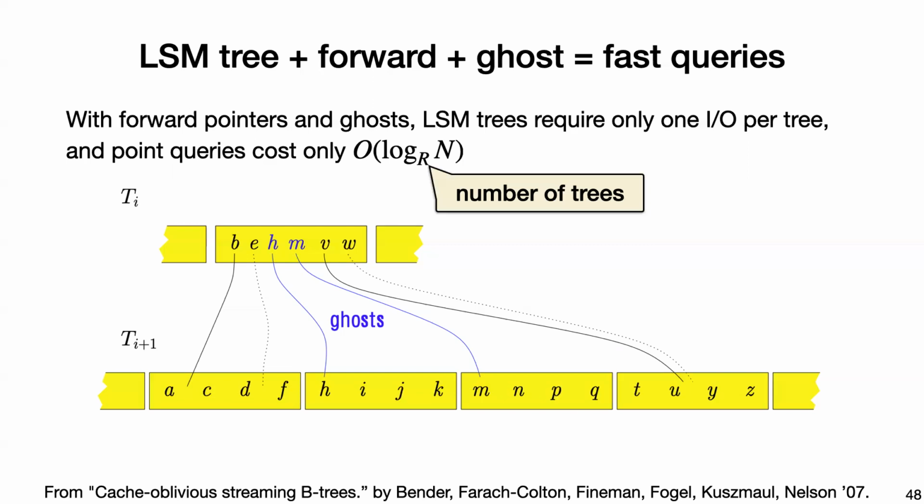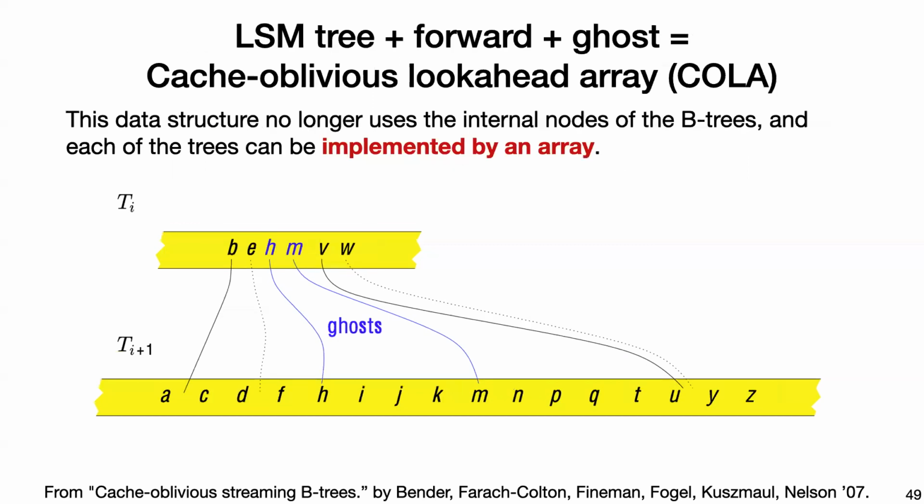Okay. Good. So if we put all these things together, originally we had this LSM tree and we added these forward pointers and we added these ghost pointers. And this comes up with a new data structure called the cache oblivious lookahead array. Like we were saying, you don't need to store the top levels of the tree anymore. You only need to store this contiguous array at the bottom with these forwarding pointers. You can just implement these with regular arrays at every level. And that's how you get back to this optimal thing.